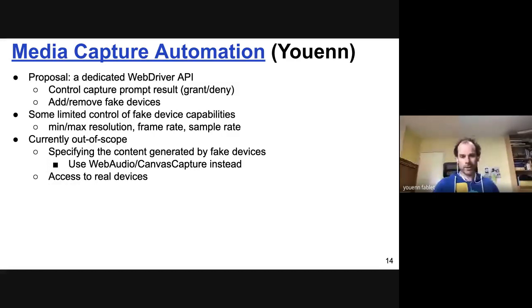So the proposal is basically to add a dedicated WebDriver API. I drafted, like 6 months or maybe a little bit more ago, a spec that is basically defining such a WebDriver API. So you can control whether getUserMedia will reject or not. You can add and remove fake devices, and you have some limited control of fake device capabilities. What this API does not have is things like specifying the content generated by fake devices. The basic idea there is to keep the proposal very simple. And access to real devices is currently out of scope of this API.